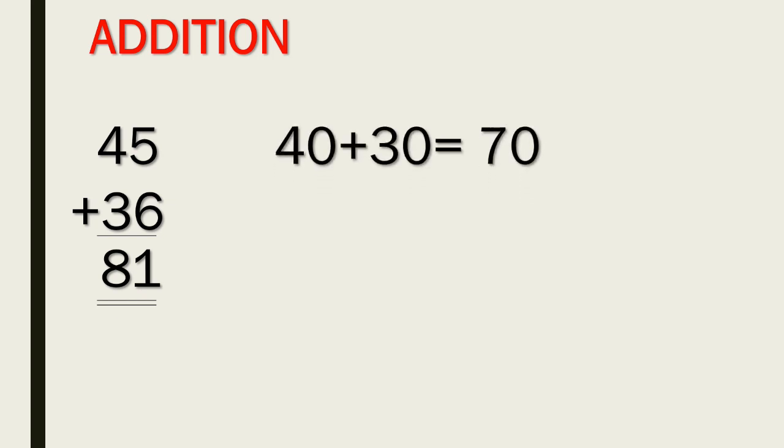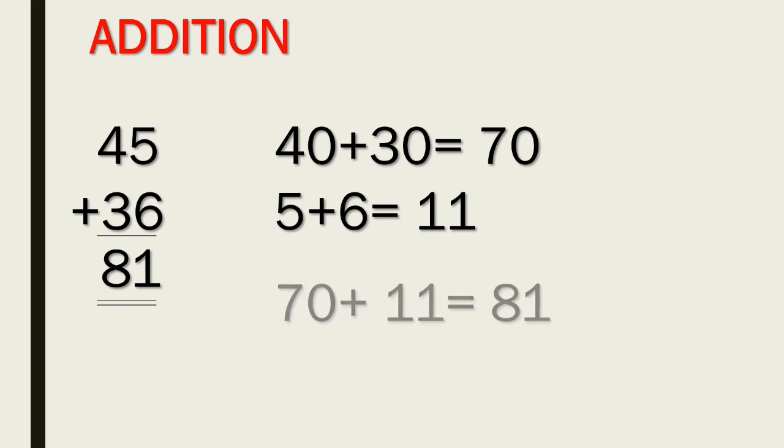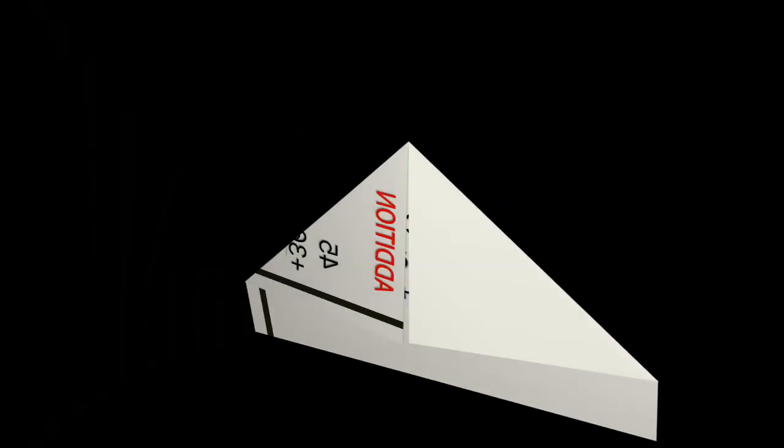In this method, you calculate 40 plus 30 is equal to 70, and then 6 plus 5 is equal to 11. Then you add 70 plus 10 plus 1, which is 81. This is the way to calculate additions. So the answer is 81. As an example, you can also tell me how much is 24 plus 35.